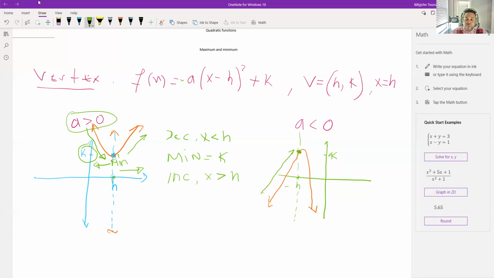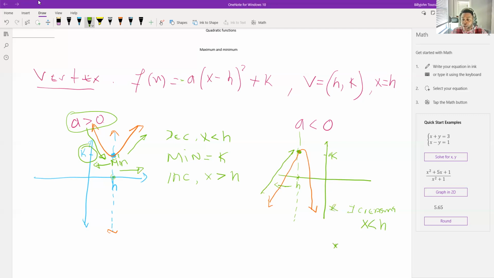I'm going up. What happened to my graph here? Am I increasing or decreasing? I am increasing, right? I am increasing when my x is on the left of my symmetry or on the right of my symmetry. It's on the left of my symmetry, meaning that my x is less than h. That's when my graph is increasing, right?